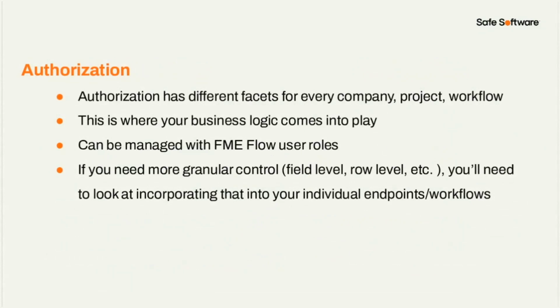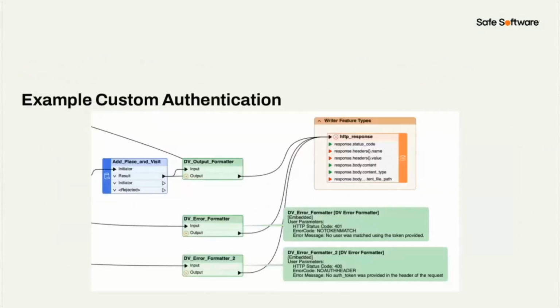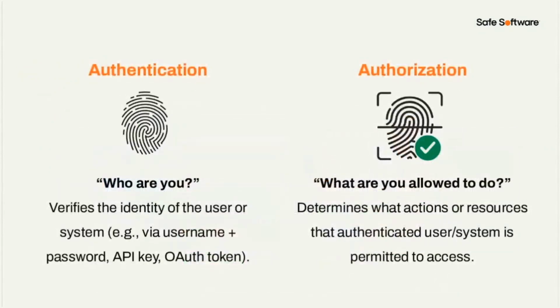So you can use your FME Flow user roles, for example, to determine what users can do in terms of actions. But if you need more granular control, like what fields are they allowed to update, or what rows can they have access to, you need to look at incorporating that into your individual endpoints or workflows that are generated for them. What I'm showing here is an example, making sure that users are allowed to do the specific actions in the workspaces.